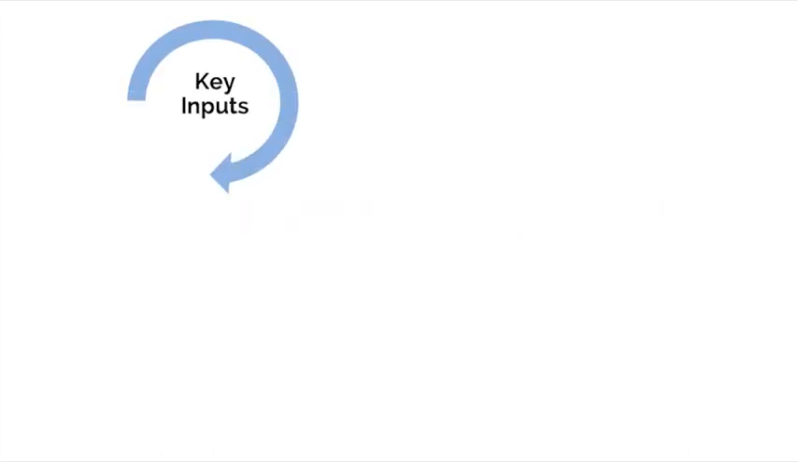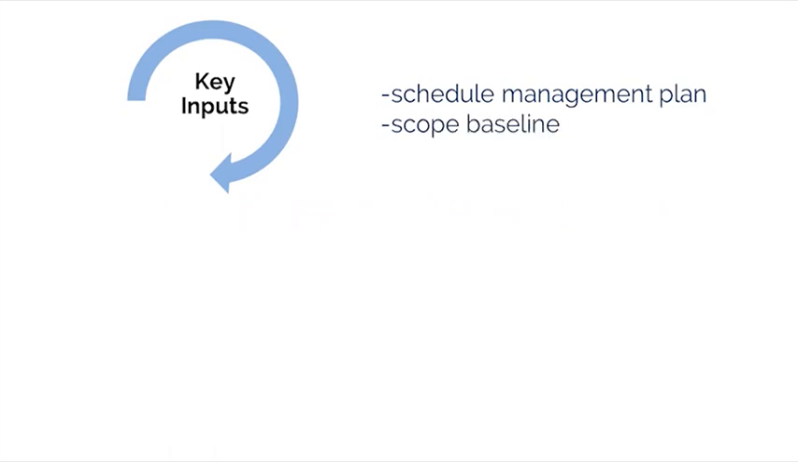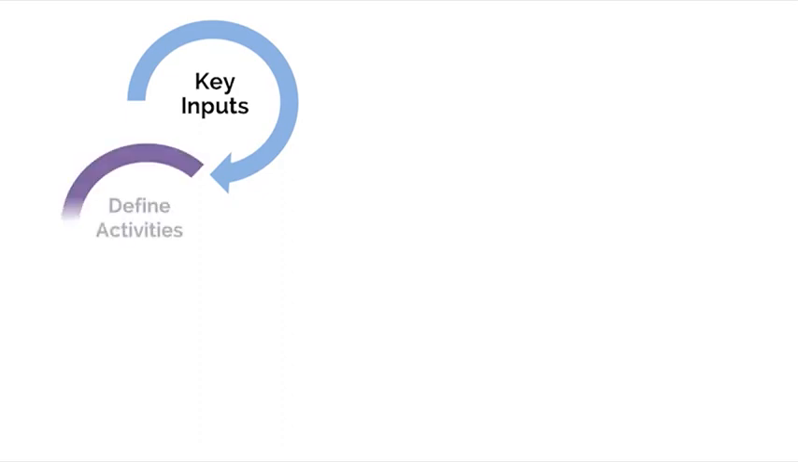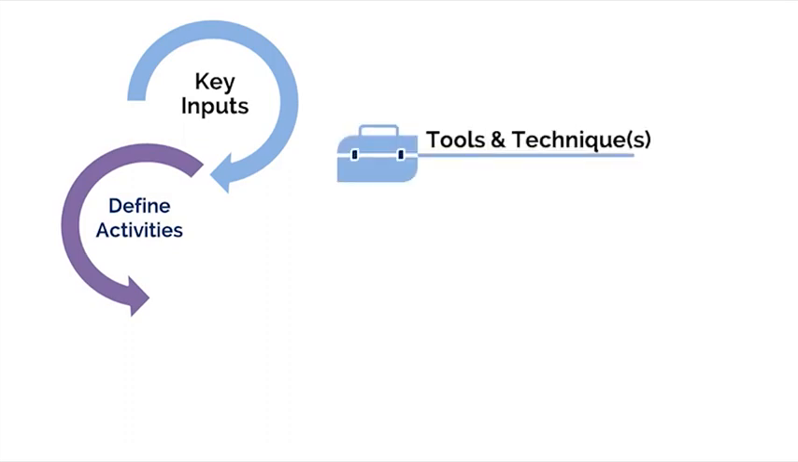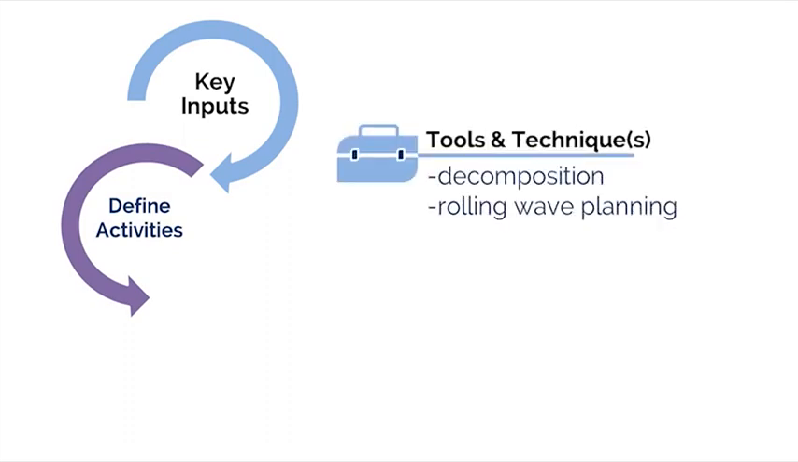The key inputs include Schedule Management Plan. You'll notice that this was the output of the preceding process. A key input from the Schedule Management Plan is the prescribed level of detail necessary to manage the work. And Scope Baseline. The project WBS, deliverables, constraints, and assumptions documented in the Scope Baseline are considered explicitly while defining activities. The key tools and techniques for the Define Activities process are decomposition and rolling wave planning, and these are integral to the outputs: activity list, activity attributes, and milestone list.